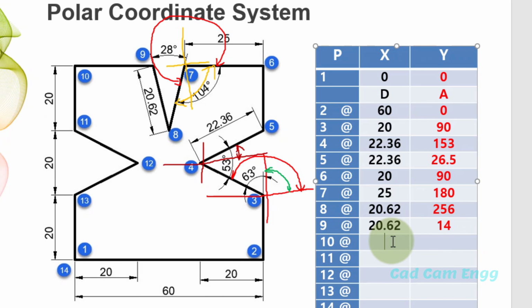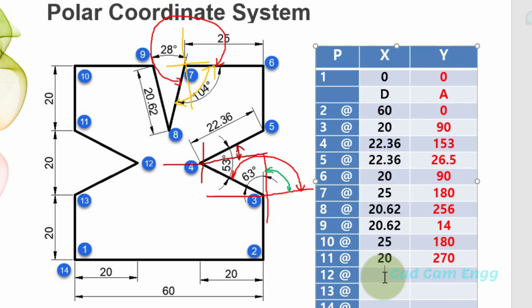So now we are going to give the point number 10 values. Point number 10, the distance is 25, the angle is 180. Next, point number 11, the distance is 20, the angle is 270, because now point 10 to 11 goes downwards. So downwards vertical, we give 270.